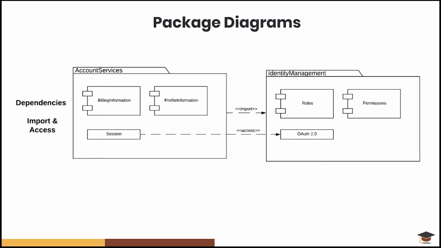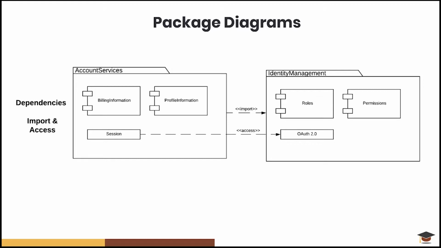Now, there's 2 different types of dependencies. There are dependencies that import another package. Now, I'm importing package 2 inside of package 1, and there is access dependencies. I'm accessing something within this package for this package. Those are the 2 types of dependencies. And it's best to show what kind of dependency it is by just giving it a name. So in this example, the package account services is importing the entire package identity management.